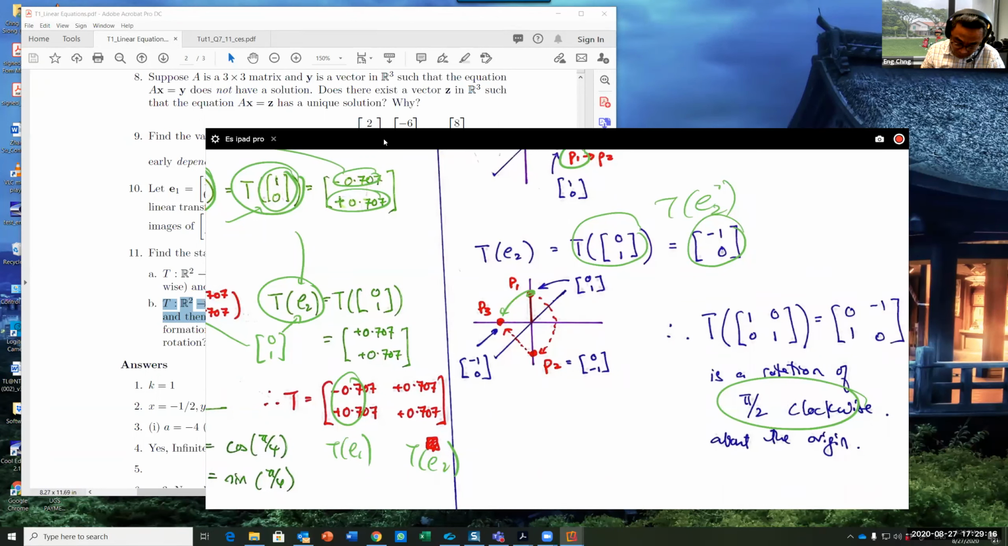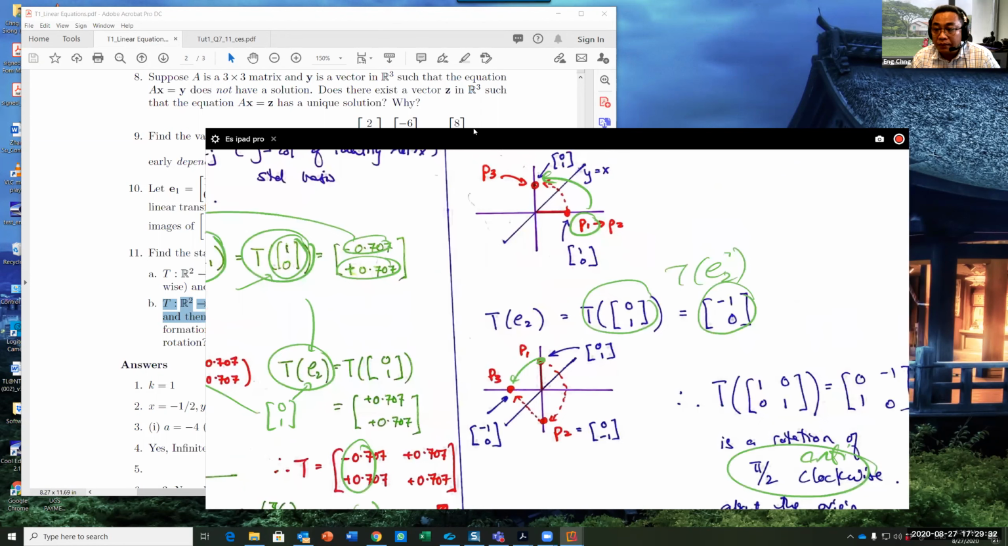Is it clockwise or anti-clockwise? It should be anti-clockwise, right? So I should write anti-clockwise. Yep, anti-clockwise. All right, I think with that, I'm done today.